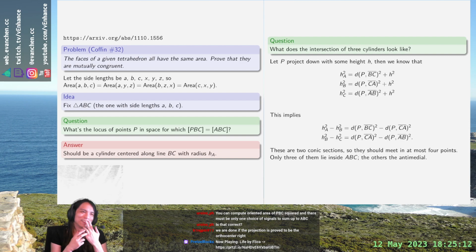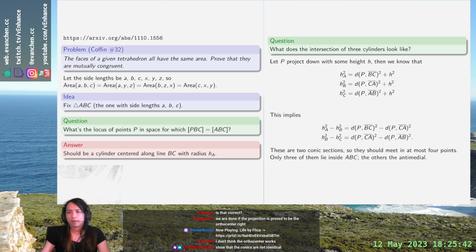Right? Is that a true statement, actually? I think that should be fine. Show that the conics are not identical? Fine. So I need the conics non-degenerate and I need the conics to not be identical. The conics are not identical because, do I really have to do this? I probably have to do it.